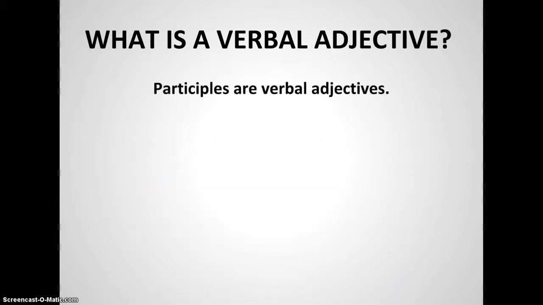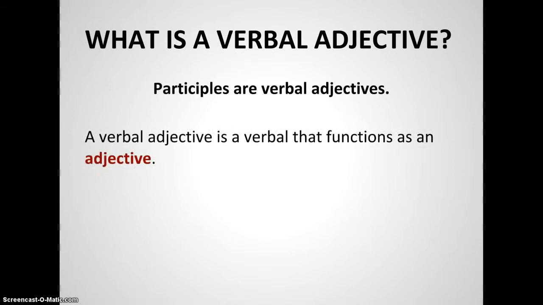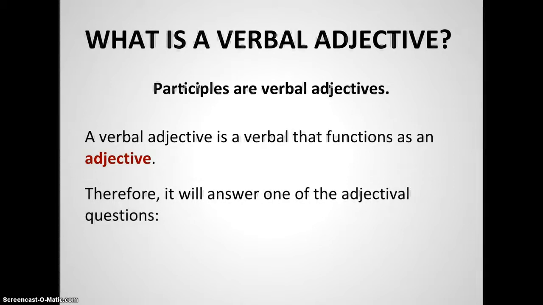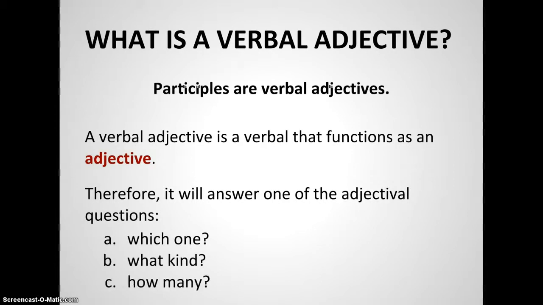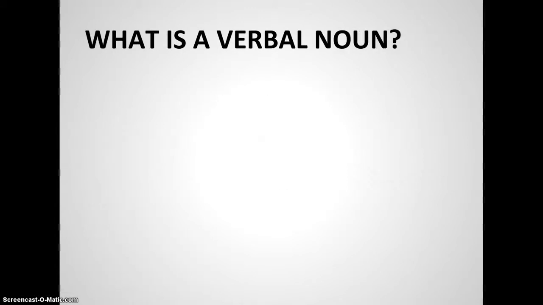Now, a participle is a verbal adjective. So what is a verbal adjective? Well, a verbal adjective is a verbal that's functioning as an adjective. That's all there is to it. So if you'll remember the adjectival questions, which one, what kind, and how many, this verbal, a participle, will be answering one of those three questions.